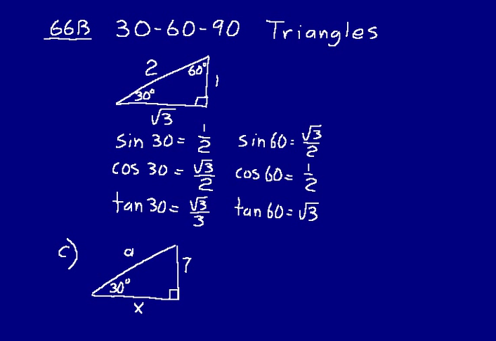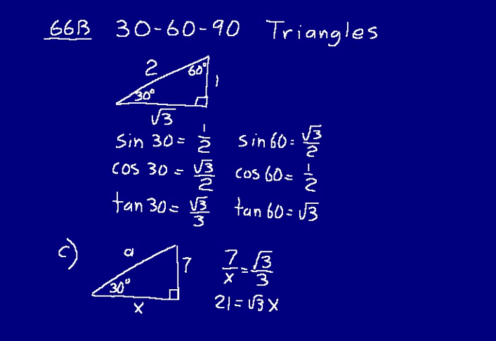For example, if you had this problem right here and you wanted to figure out what a and x were, you could use those ratios that you know about off that 30, 60, 90 triangle that we have drawn at the top. And for example, if you wanted to figure out x, you could think, well, tangent of 30 equals opposite over adjacent, 7 over x. And then think about your 30, 60, 90 triangle. Tangent of 30 for that is square root of 3 over 3. And then you can just cross multiply, and you'd say 21 is equal to square root of 3x.